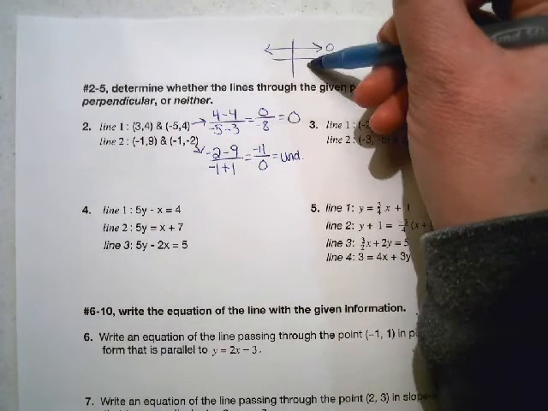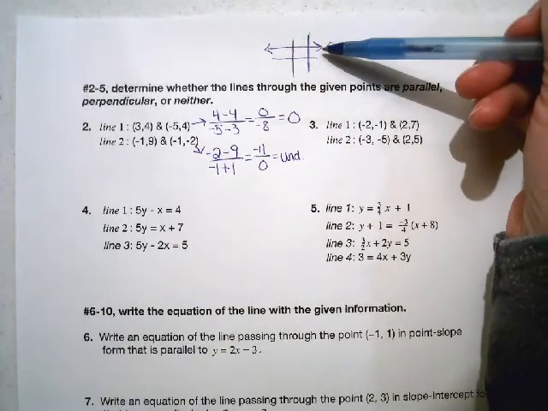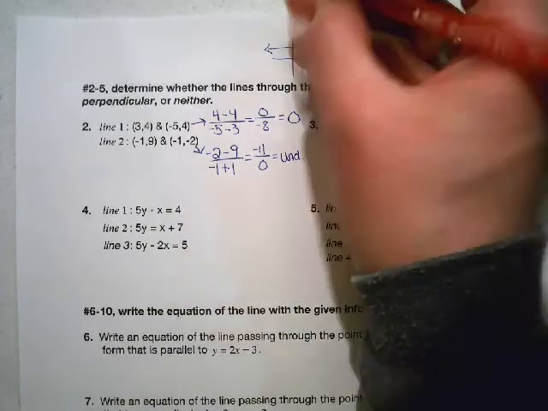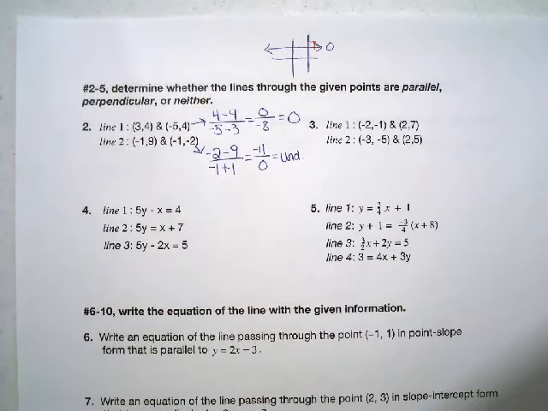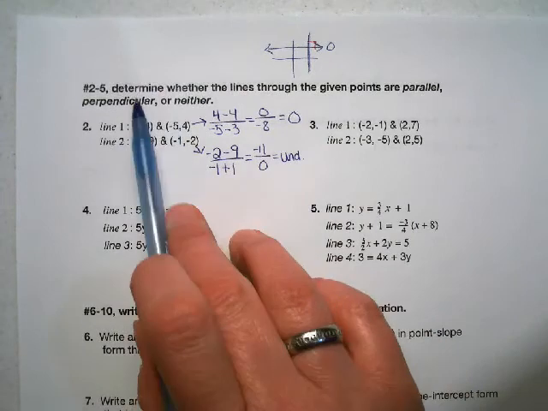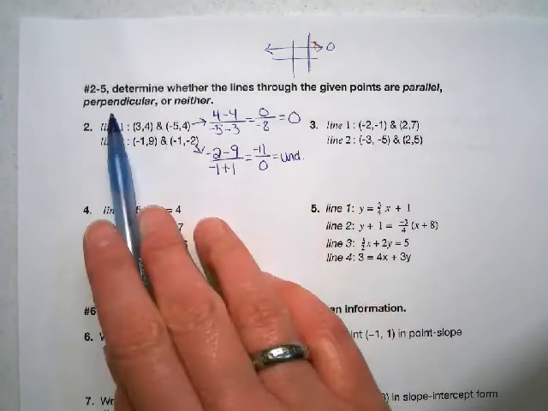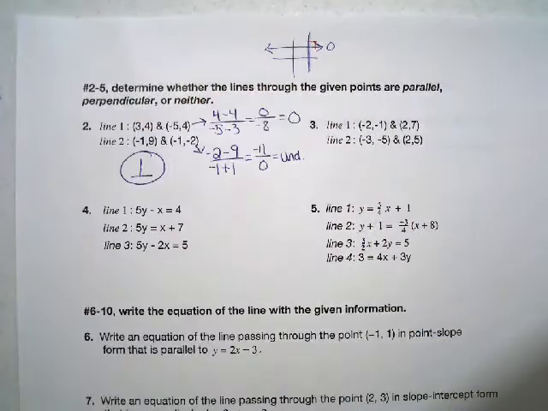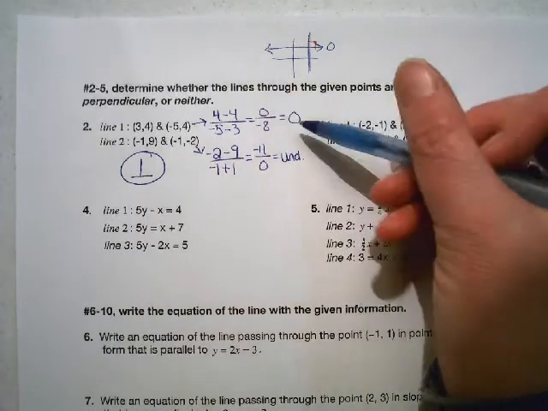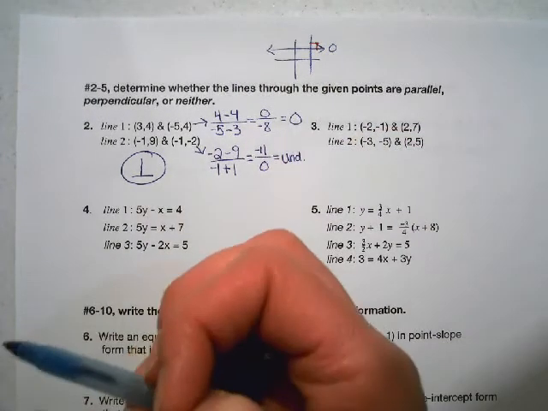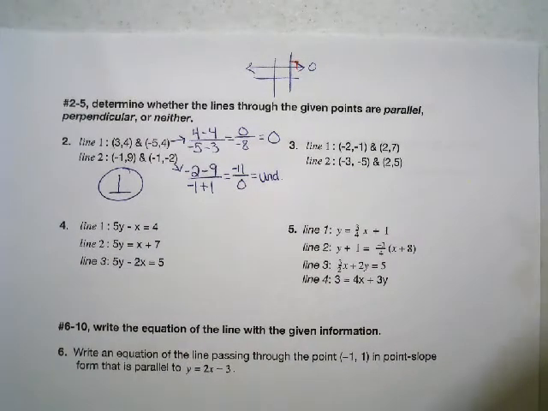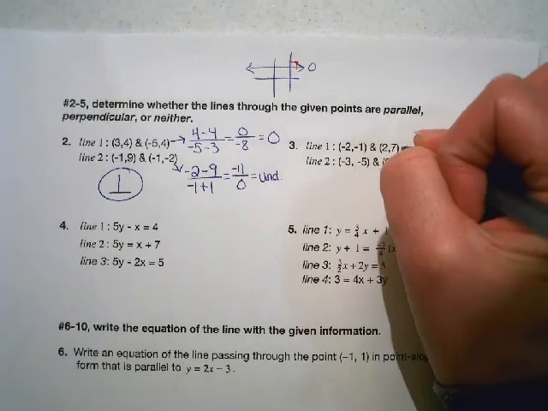What does an undefined slope look like? That is vertical. Now, it doesn't matter where I draw this. That's kind of irrelevant. What matters is how they come together. And these two come together at a 90-degree angle. So the question is asking me to determine whether the lines are parallel, perpendicular, or neither. These are perpendicular because they come together at a 90-degree angle. So you have to be able to look at the slopes, the answers, and then use your knowledge of the definitions to formulate your answer. So why don't you pause it here and try number 3.